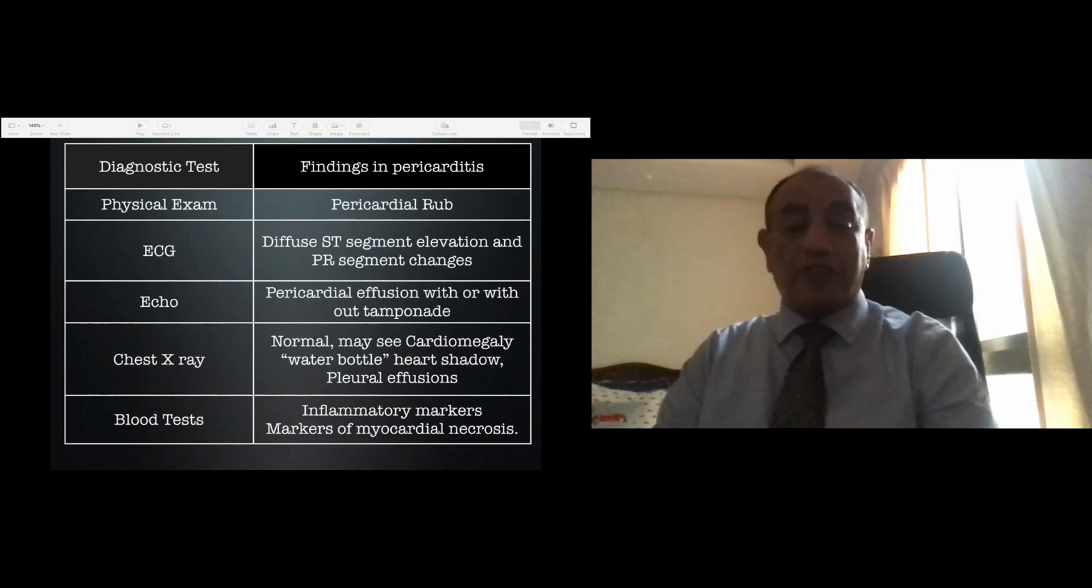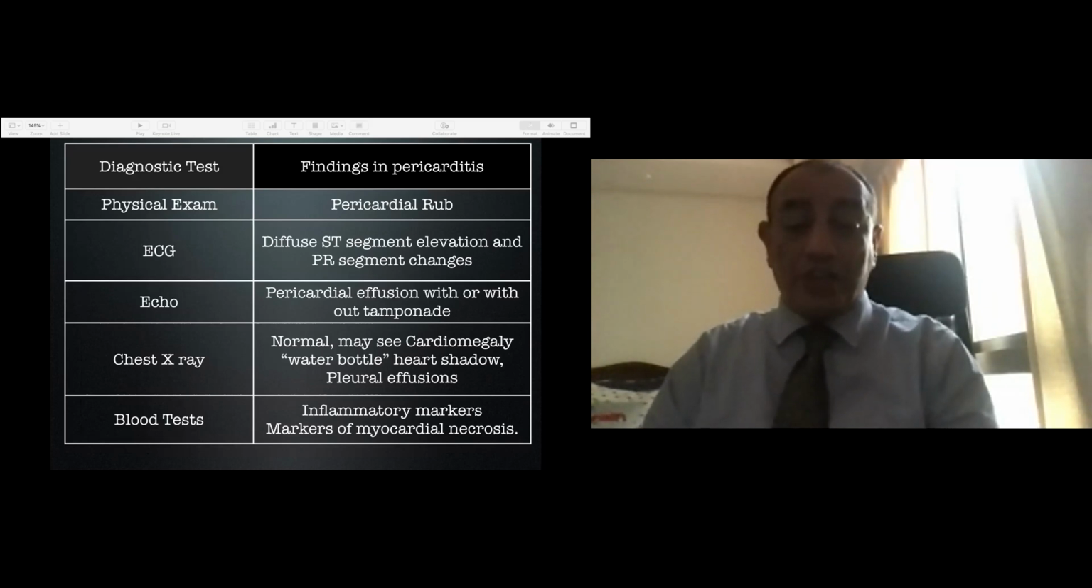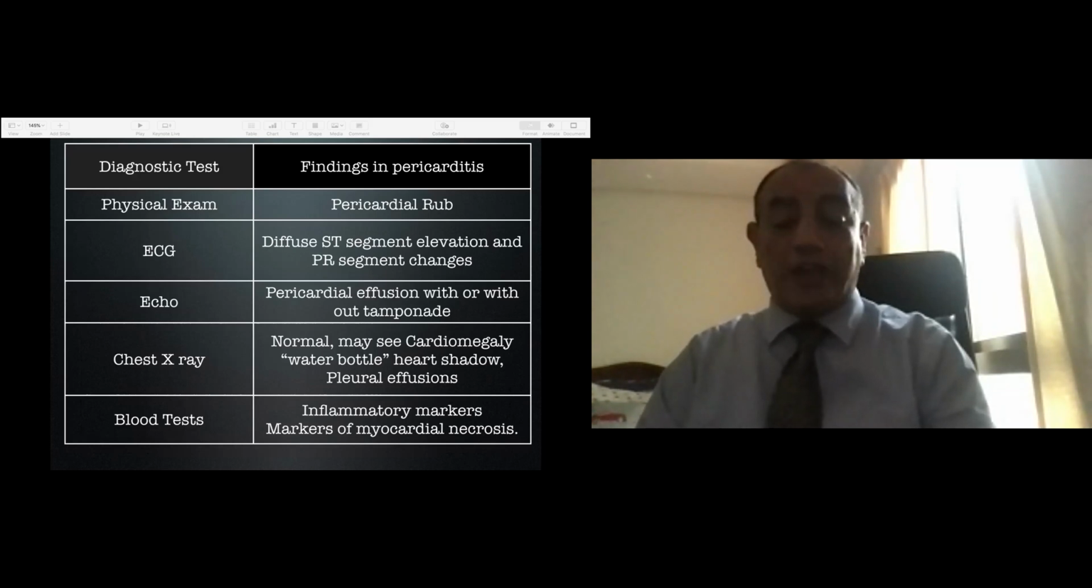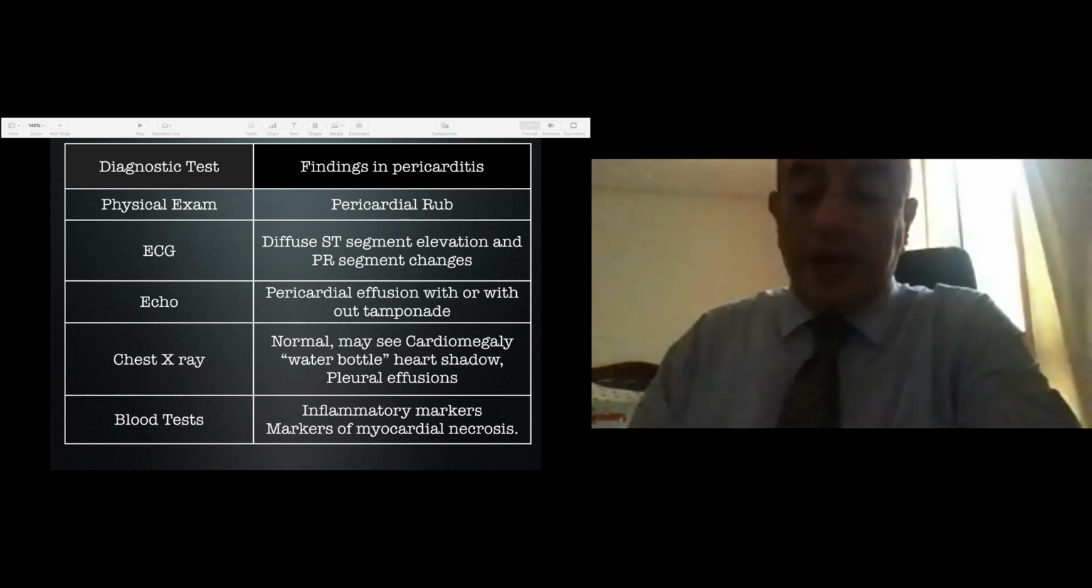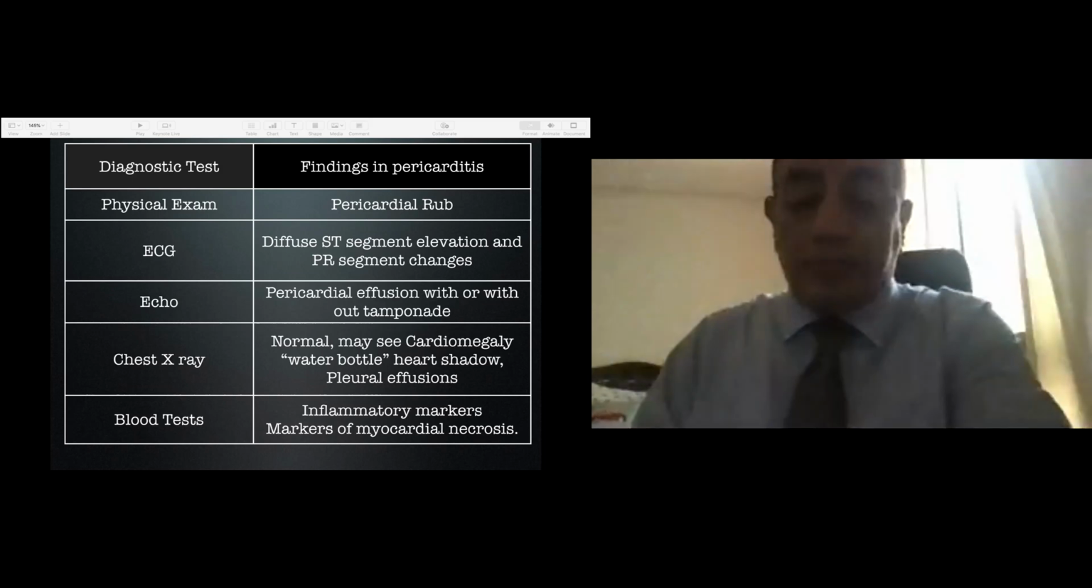On physical examination of patients presenting with pericarditis, mainly in the early phase of the disease, you can auscultate a pericardial rub, which is specific for acute pericarditis in the early stage before pericardial effusion accumulates. On the ECG, you can see diffuse ST segment elevation and PR segment changes, mainly depression. By echocardiography, you can see some pericardial effusion. If this effusion increases in size, it can lead to cardiac tamponade.